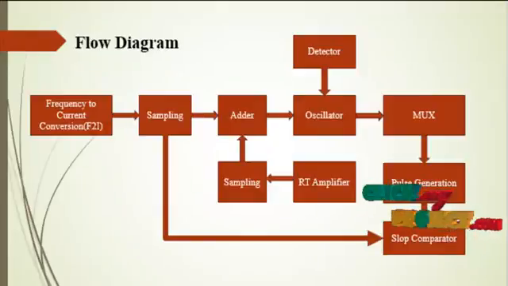Now we are going to discuss the flow diagram of our product. The proposed design is composed of an RT amplifier, a sampling circuit, a detector, a frequency to current conversion, an oscillator, a multiplexer, a pulse generator, and a slope compensation circuit. These are all the modules to implement our flow diagram.